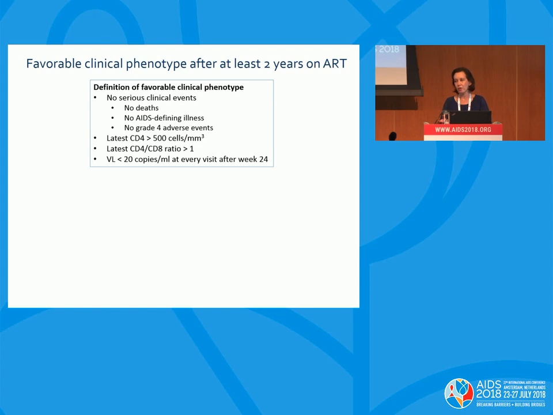A low CD4-CD8 ratio is a marker of immune dysfunction, so this just says how well the immune recovery is. We also looked at viral load suppression to less than 20 copies without any blips after week 24. This could indicate perhaps the size of the reservoir or very well-controlled HIV.